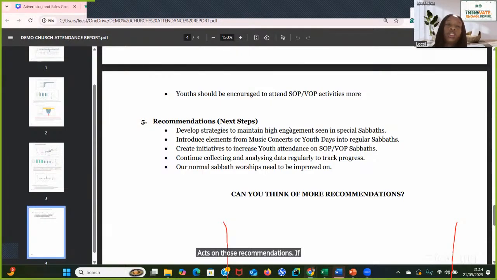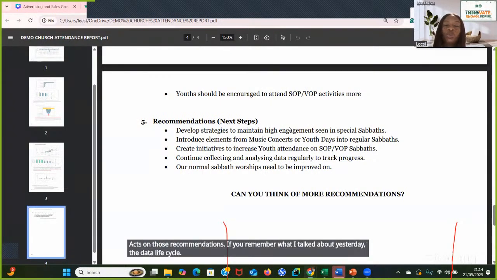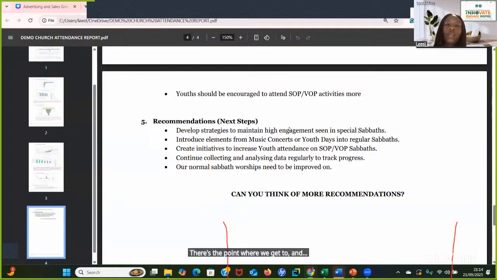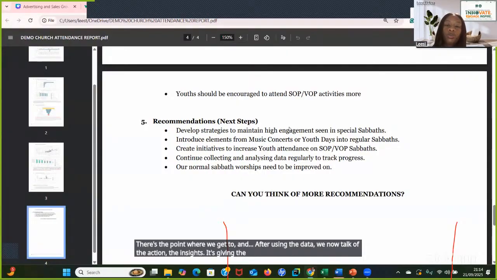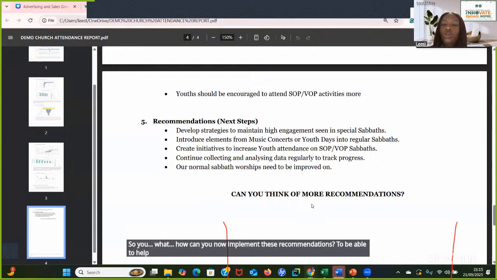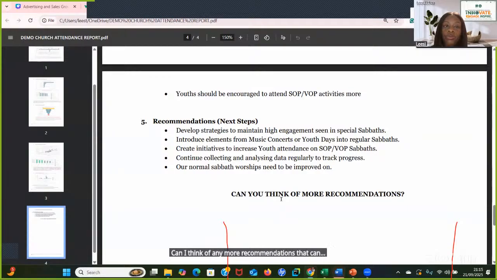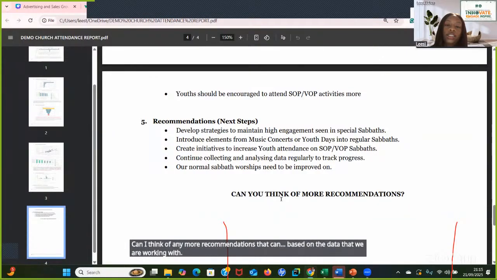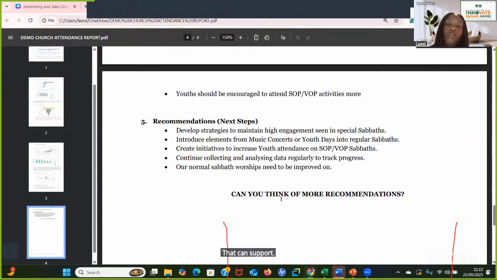If you remember what I talked about yesterday, the data life cycle, there's the point where we get to, after using the data, we now talk of the action, the insights. You've given the insights. So now the board, how can you now implement these recommendations to be able to help the church grow? So can you think of any more recommendations based on what we have discussed? Can you think of any more recommendations, based on the data that we are working with, that can support or give more insights into what the church board can consider improving on? This is a question now.